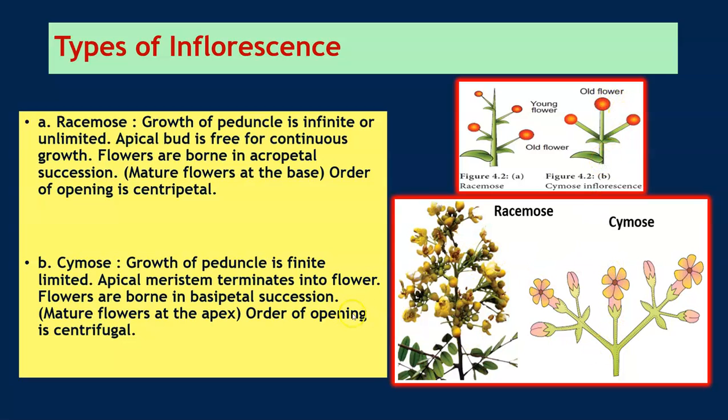Here you have the images of how the inflorescence looks. This is how the racemose looks. You can see the older flowers are towards the base and the younger ones are towards the apex, and in cymose you can see that the mature flower or the older flower is at the apex, and just the opposite, the younger flowers are below it.